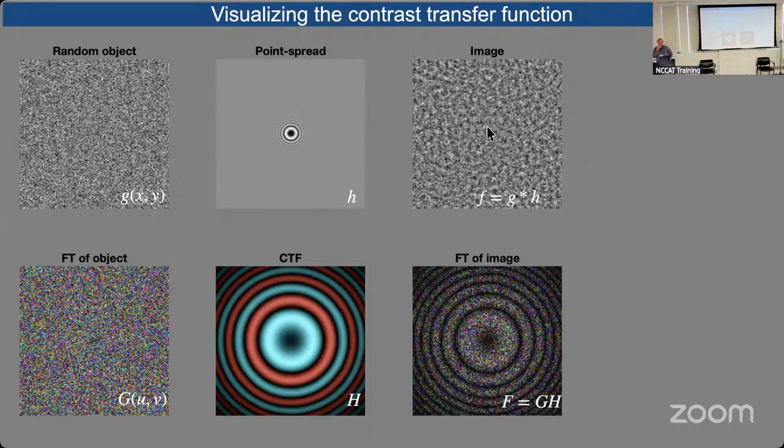And so this is what the image would look like. And if you've worked with an old-fashioned electron microscope where you can just turn the knob and see, this is the kind of thing that you would see in a carbon film imaged in an electron microscope. And the more you defocus, the more coarse this pattern is, you see.